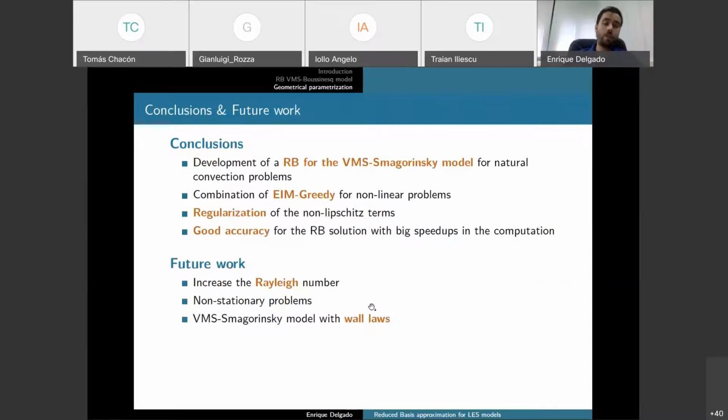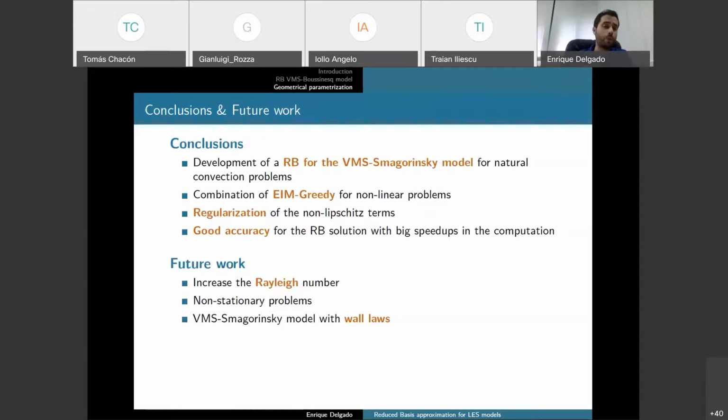So as conclusion, we have developed the reduced basis framework for the VMS Smagorinsky model for natural convection problem. We have combined it with an empirical interpolation method framework in order to linearize the nonlinear term. We have taken the modifier in order to regularize the non-Lipschitz term, and we have obtained a good accuracy for the reduced basis solution with also big speed ups in the computation.